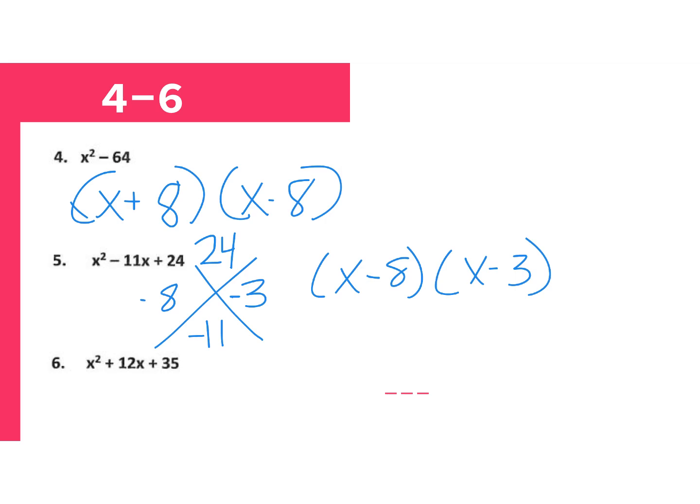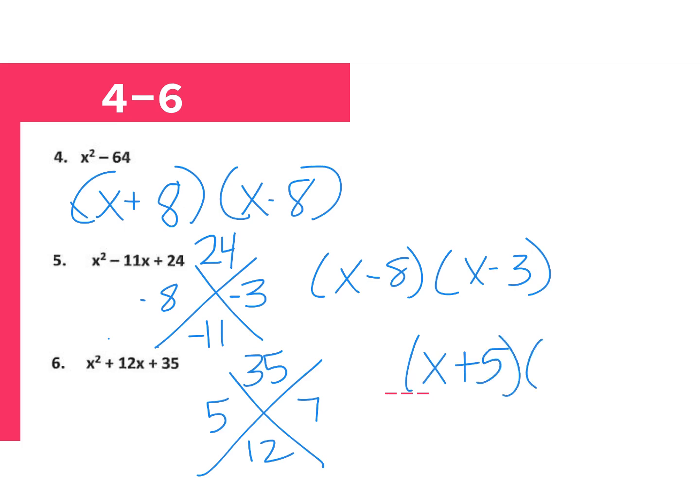All right, so same thing for number 6. You are going to first look for a GCF. Doesn't have one. It has 3 terms, so we can go ahead and find numbers that multiply to 35, that those same 2 numbers add or subtract to 12. So we're probably going to be doing 5 and 7. And if I've got plus plus here, then I'm going to have plus plus over here. So x plus 5 is going to be one of my answers, and x plus 7 is going to be another answer.